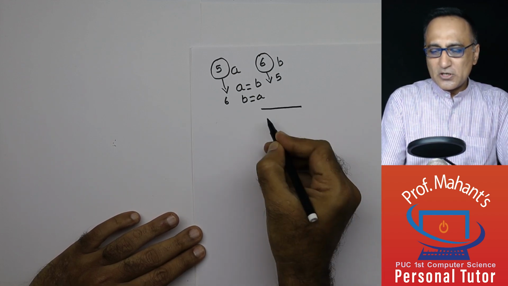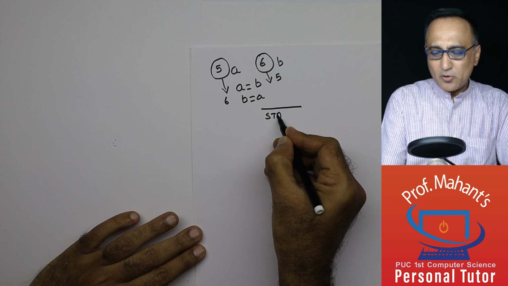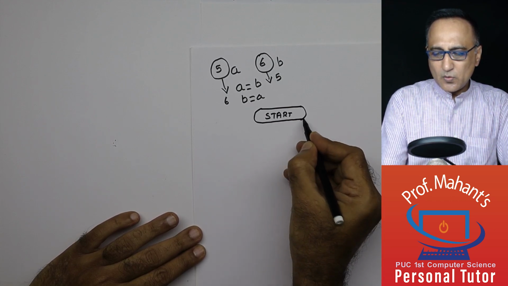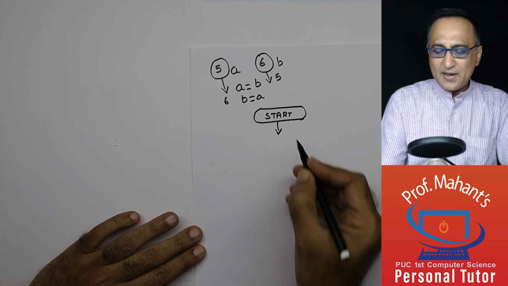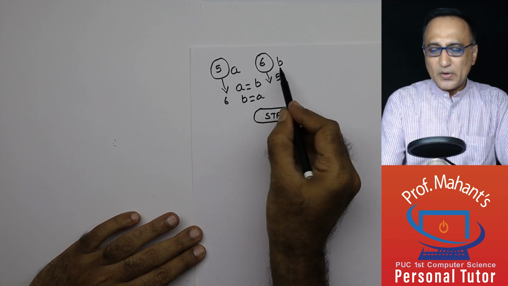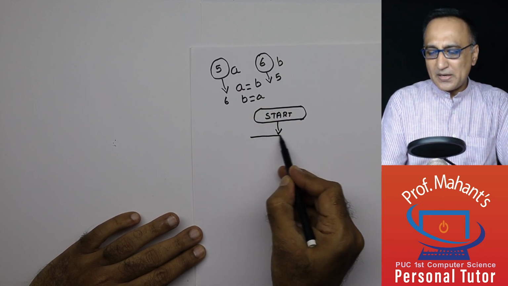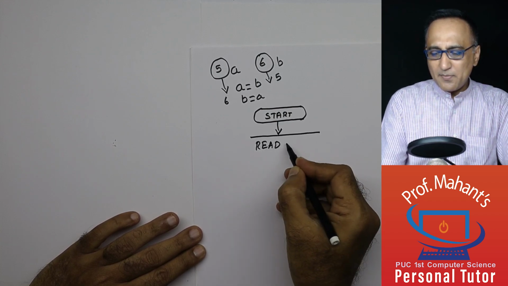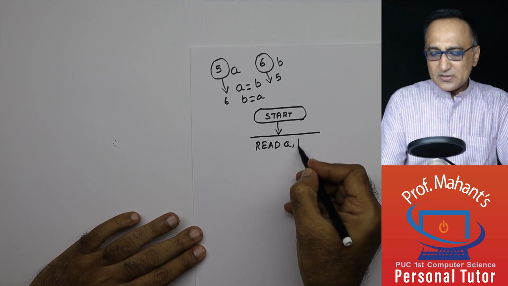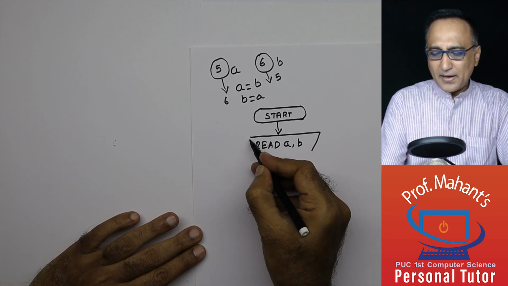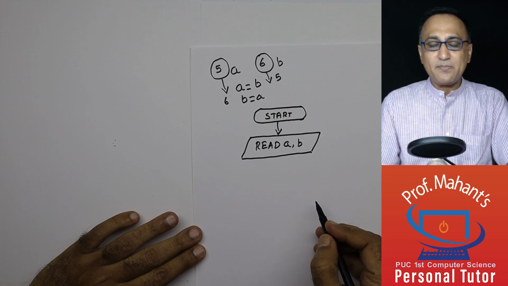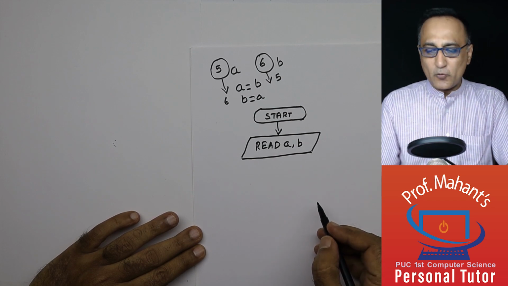So for every flowchart, I had told you the first symbol is a start. After you do the start, what I am going to do here is I am going to ask the user to enter the value of A and B. So in order to read the values of A and B, I am going to use a symbol which happens to be a parallelogram. Why are we using a parallelogram? Because parallelogram is used for input and output.